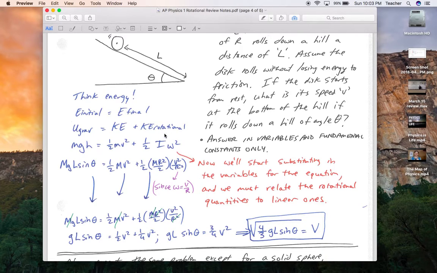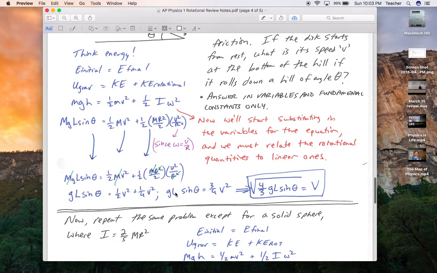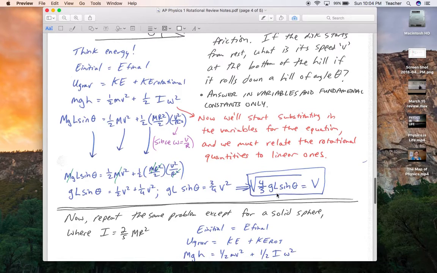But I need to substitute things in for that because I've got way too many variables. So I was told that a solid disk's rotational inertia is mr squared over 2, and you should know that an angular velocity is equal to a linear velocity divided by radius. So therefore, angular velocity squared is equal to v squared over r squared. Doing that simplifies things, and I can cancel out mass. These r squareds cancel out, and so I end up getting 4/3 gL sine theta.